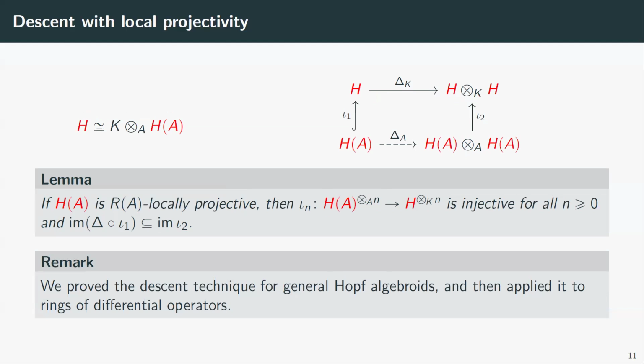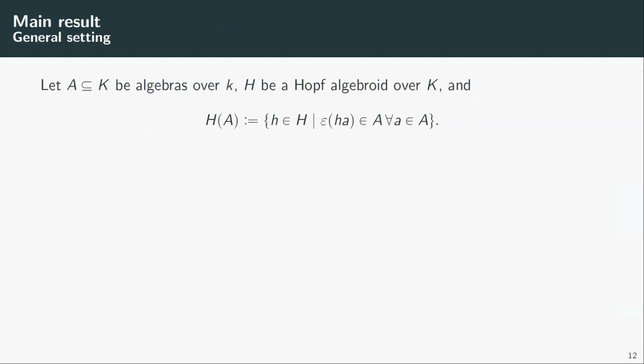Then by the same argument with local projectivity, we obtain all the things we need. Okay. So given a Hopf algebra H, we define H of A as those elements whose action on K maps A to itself. We do this using the co-unit epsilon.